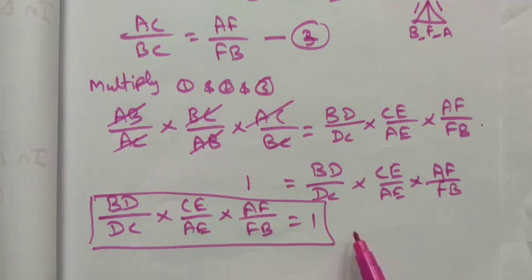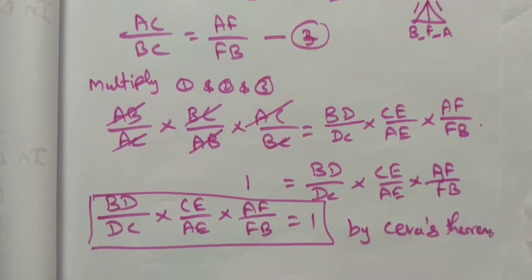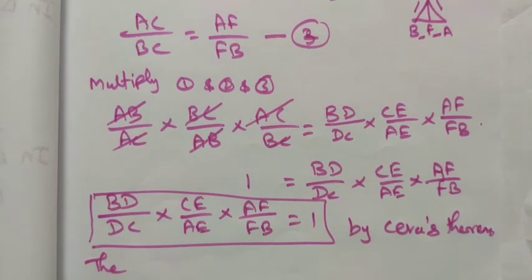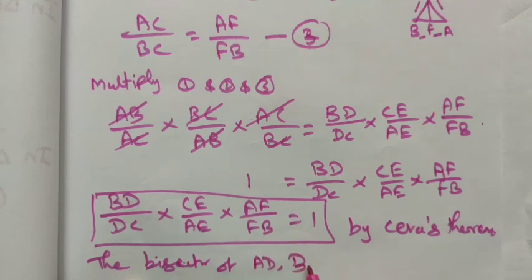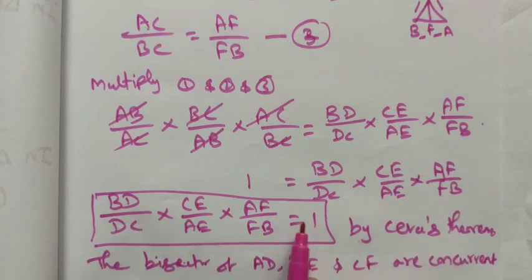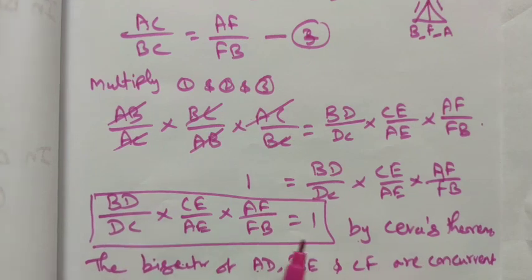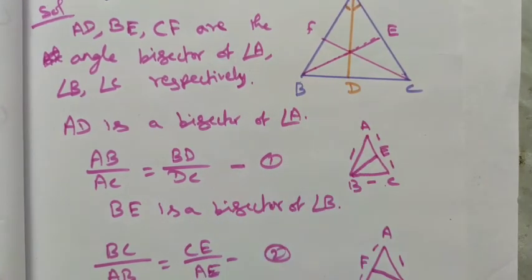So by Ceva's theorem, the bisectors AD, BE and CF are concurrent. This is the formula of Ceva's theorem. By this condition we can say the bisectors AD, BE and CF are concurrent, all meeting at one point.